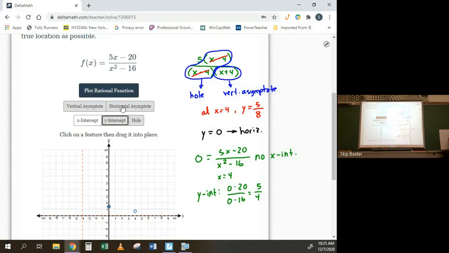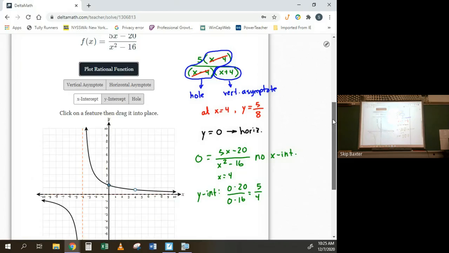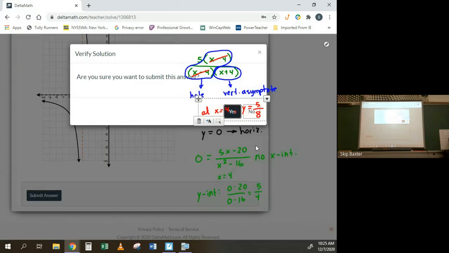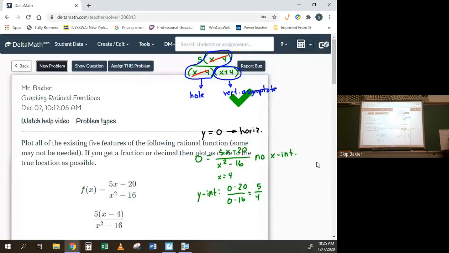And that's it. I've done all 5 things. I didn't click on x-intercept because there aren't any, right? If there happened to not be a horizontal asymptote, just don't click on that. Now you just click on plot rational function. It draws the graph for you, you don't have to actually draw it, and then just submit your answer. Okay, this is messing up mine. There, and that's it. I did all 5 things.